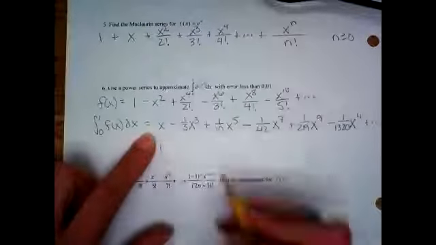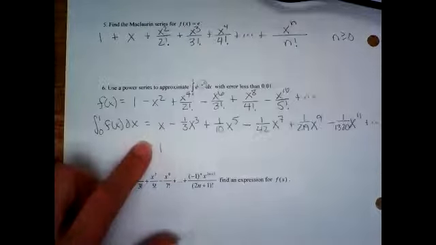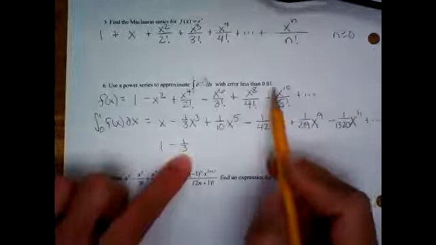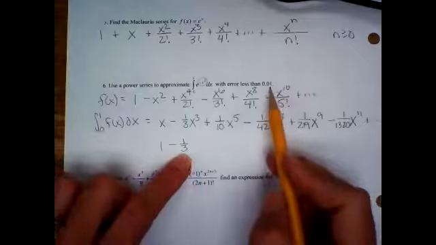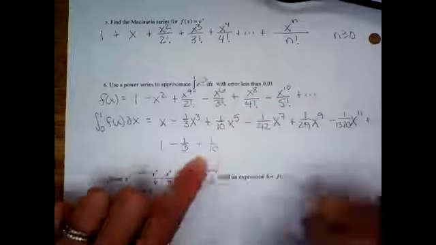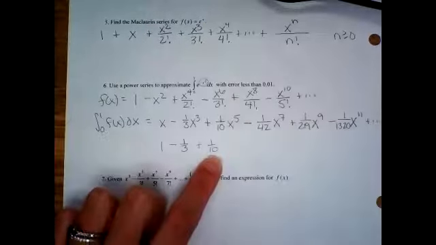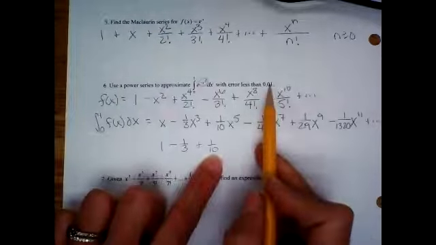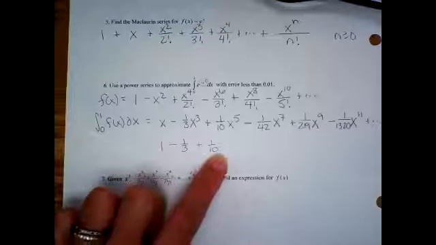So if we plug in 1, we're not there, obviously. Minus 1/3 is not smaller than this, okay? Plus 1/10. 1/10 would be 0.1, which is not smaller than this. So do you get how I'm saying we need to keep going? We're not there yet.